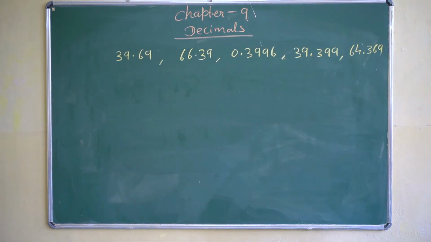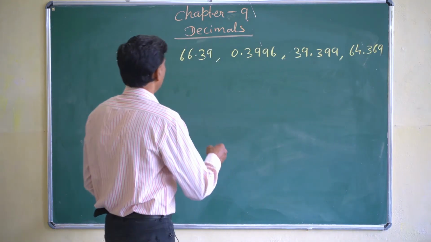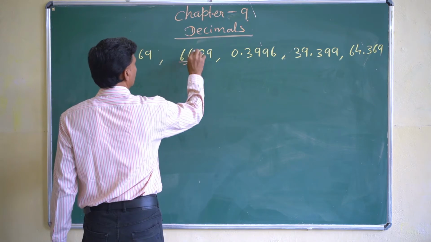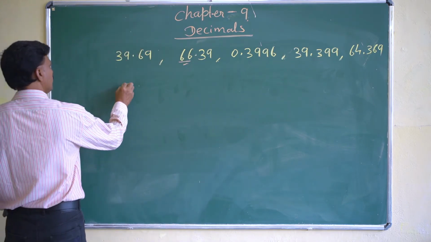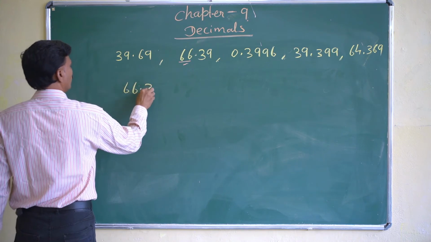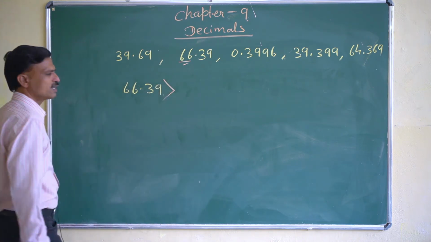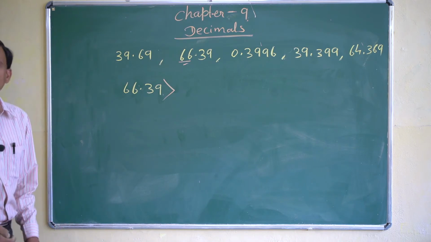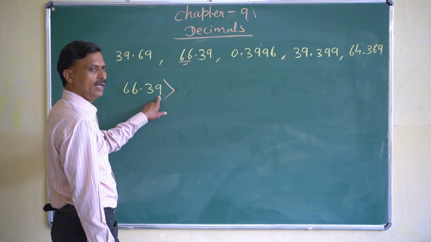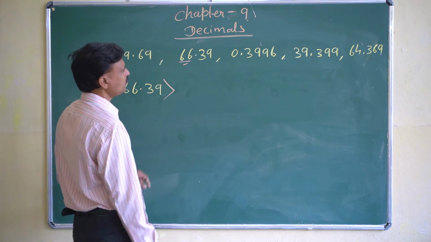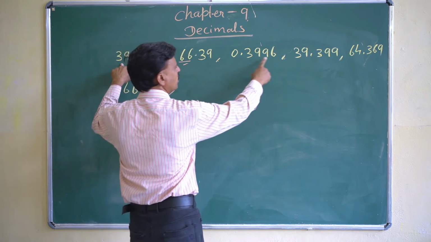So first, which number will come? That will be 66.39. Why? Because this number is the greatest among all of these, so we'll write it first: 66.39. This is the greatest one. Why are we writing the greatest one first? Because we are arranging these numbers in decreasing order. Okay, so 66.39.